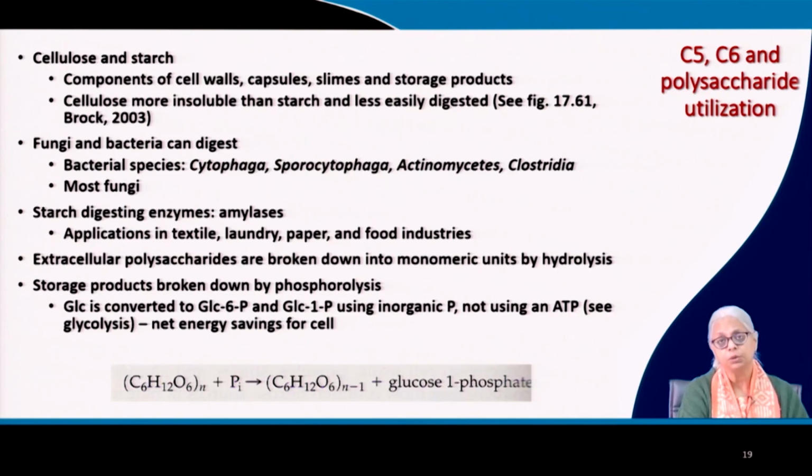Starch digesting enzymes include amylases. They have several applications in textile, laundry, paper and food industry. You can see a cellulose digesting bacteria that has attached itself to a cellulose fiber in this scanning electron micrograph. So Sporocytophaga is the species, and that is what you see over here. These are the fibers. These extracellular polysaccharides can be broken down into their monomeric units by hydrolysis, and these enzymes are mediating that reaction. The storage products can be further broken down by phosphorylases. So if you have substrate level phosphorylation, glucose is converted to glucose 6-phosphate and glucose 1-phosphate using inorganic phosphorus, not using an ATP, unlike the glycolysis step. So this is an energy saving reaction for the cell.